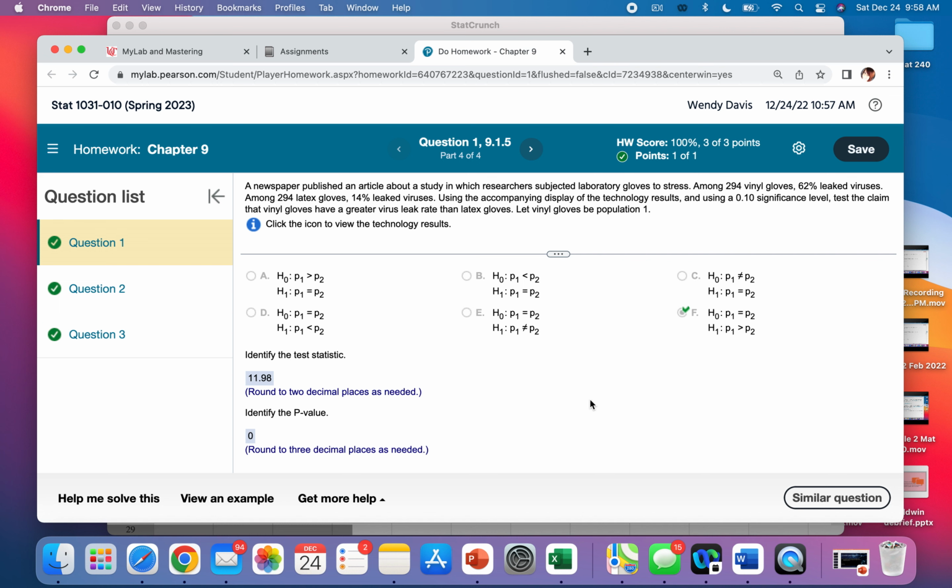And your answer asks whether or not it's significant. Remember, you reject if the p-value is less than the significance level.